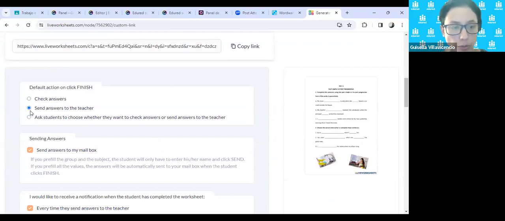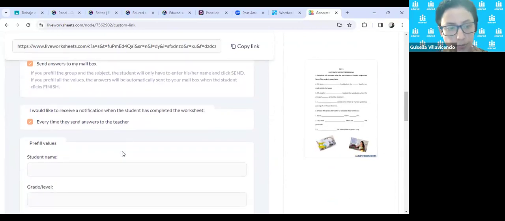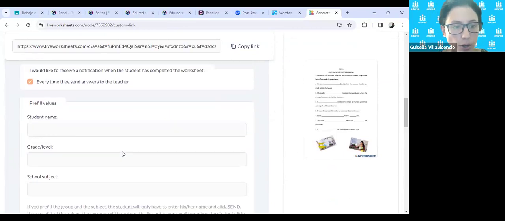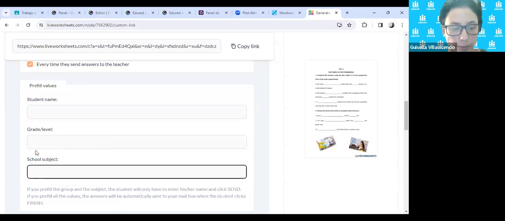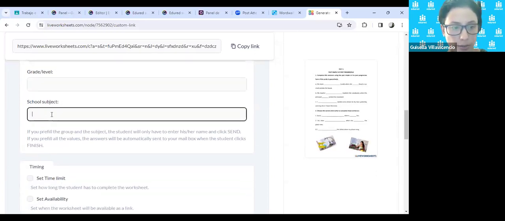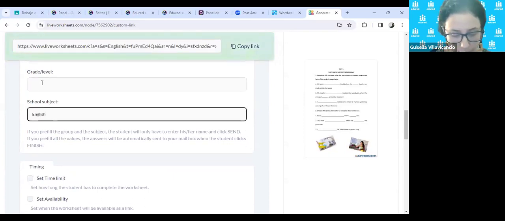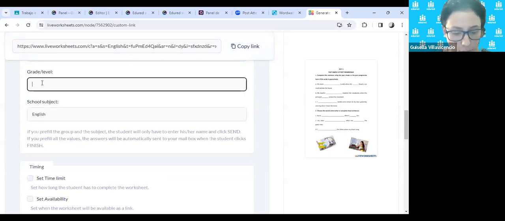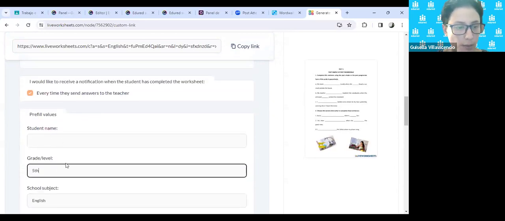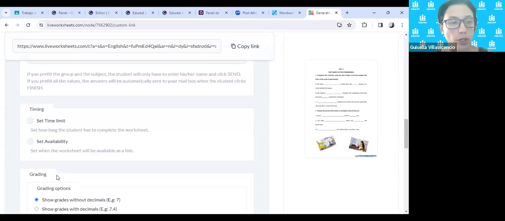Yo quiero que los chicos me envíen sus respuestas. Está acá en send answers to the teacher. Right? Yo quiero que los chicos pongan su nombre, que pongan el grado y que pongan el tema, school subject, ¿no? Que es English. Pero si yo no deseo que ellos lo pongan, lo puedo poner yo misma. Y el level, por ejemplo, que sea fifth grade. Si yo no quiero que ellos tengan que llenar esto, yo misma lo puedo llenar y ellos solamente me van a dar su nombre, nada más. Esto ya está llenado por default, porque yo le digo.